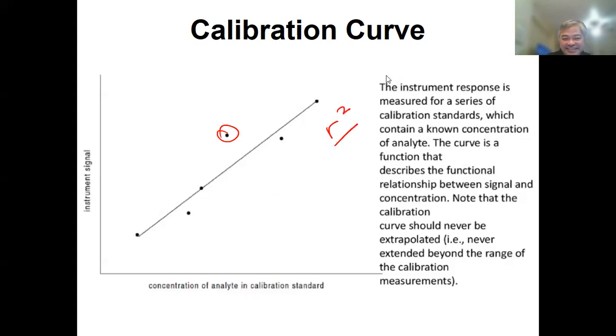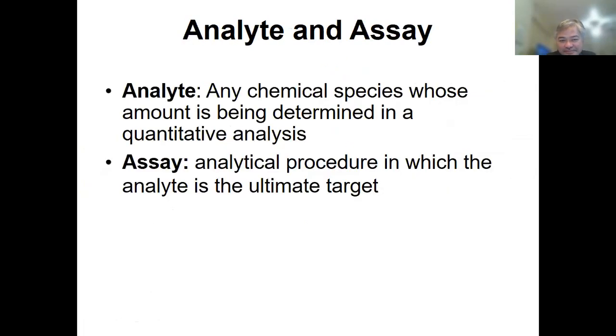Yung R squared. Right? The R squared that is equal to or close to 1 is the best fit line. But don't use 2 points, right? What happened to the R squared when you only have 2 points? Ano yung value ng R squared? It's always 1. Kasi 2 points will always be what? A straight line.